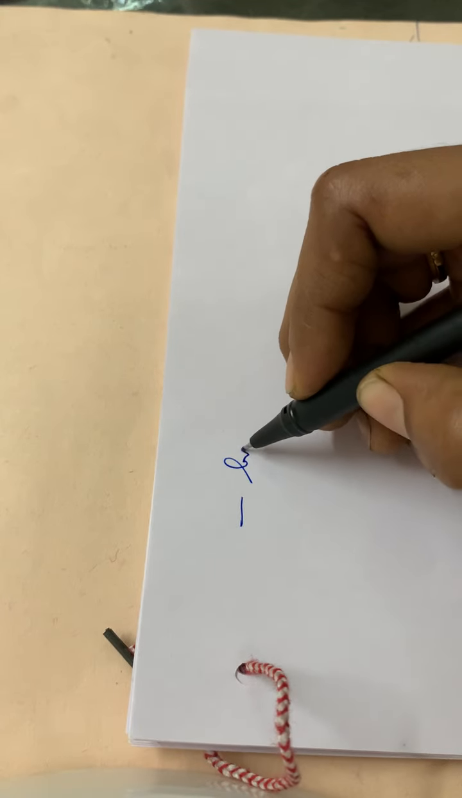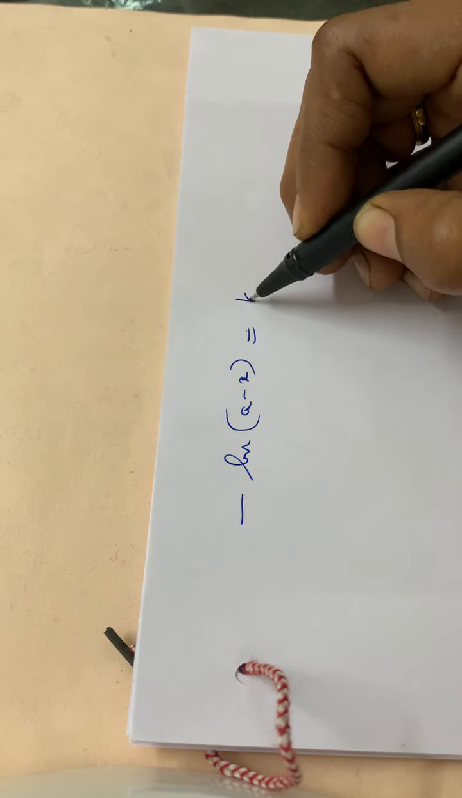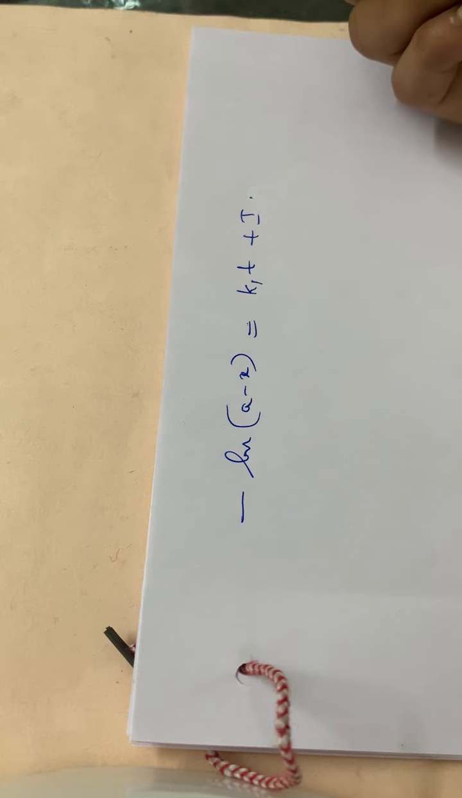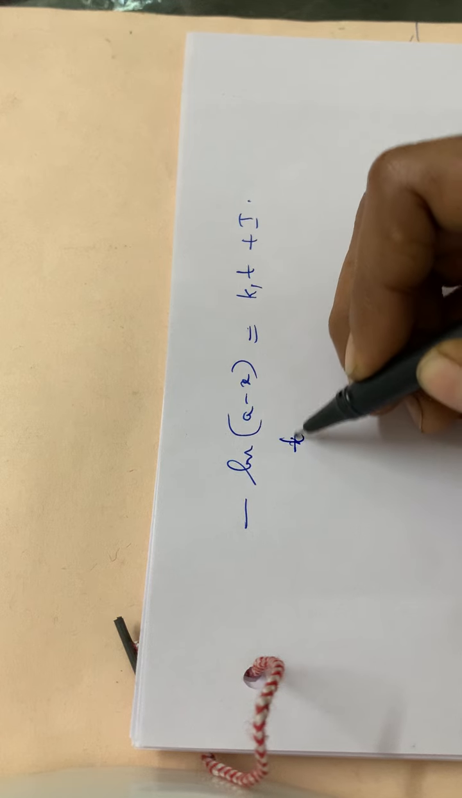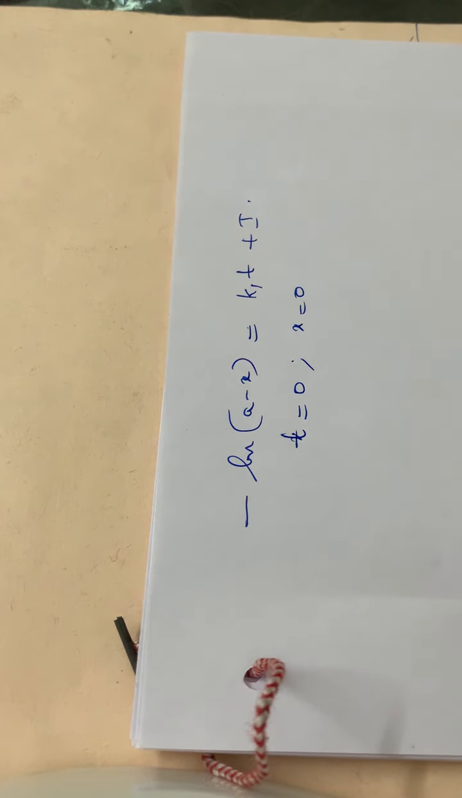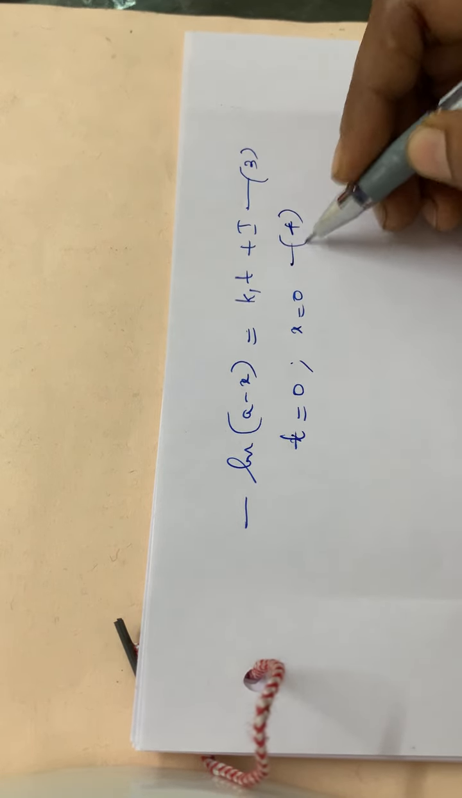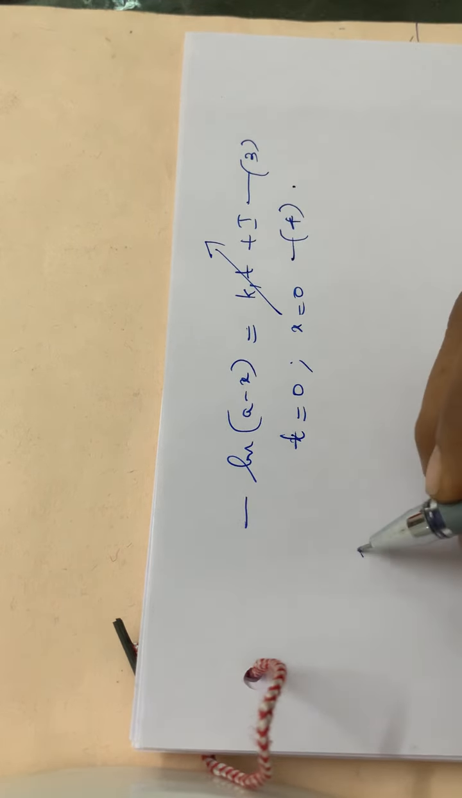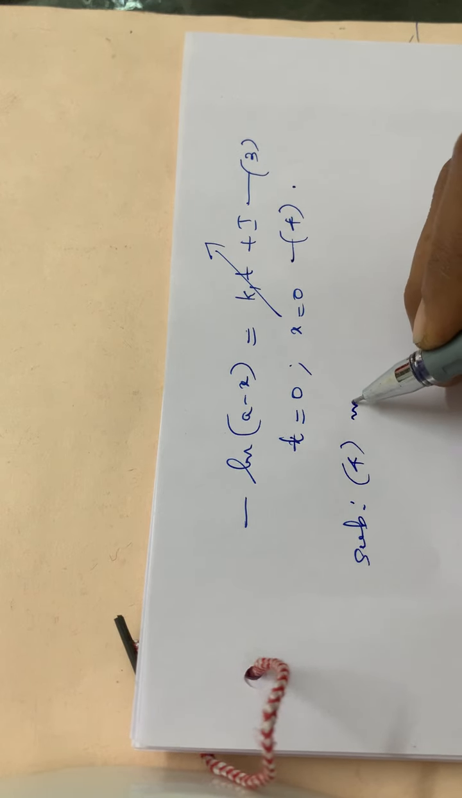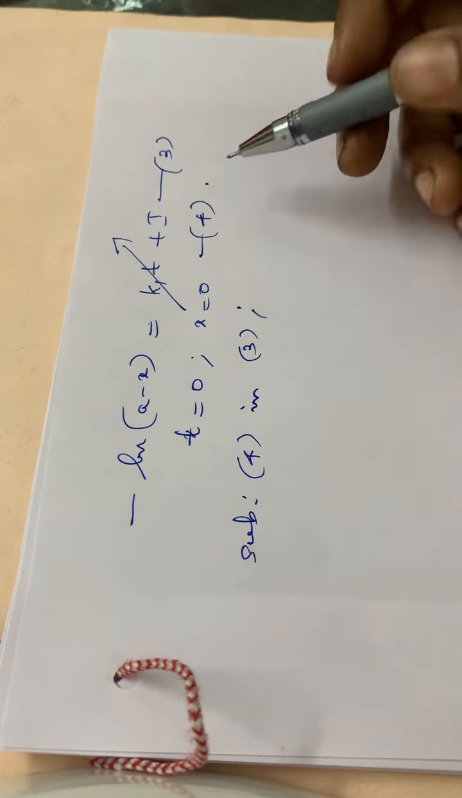So equation 3 is minus ln a minus x is equal to k1 t plus I. Minus ln a minus x is equal to k1 t plus I. Then when t is equal to 0, x is equal to 0. Let this be equation number 3 and this be equation number 4. So when t is equal to 0, this term will become 0. Substitute 4 in equation 3. You have to write down the steps also on the left side.